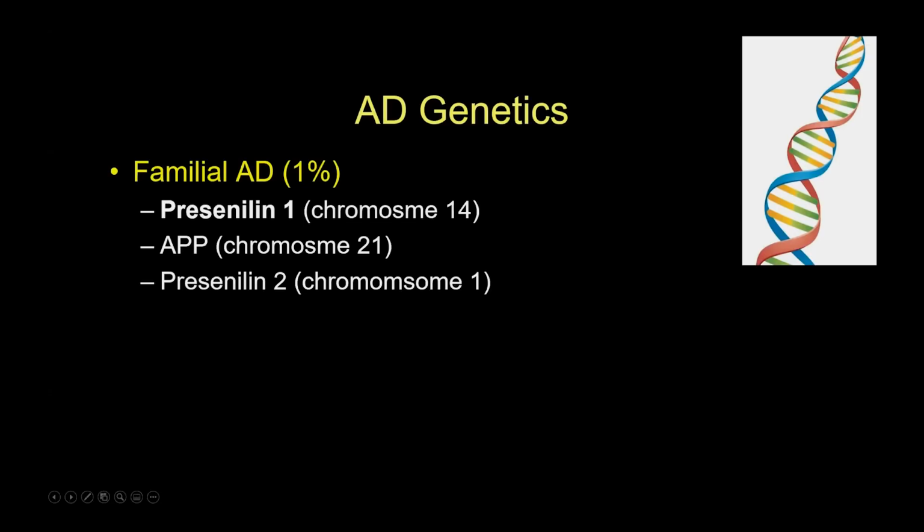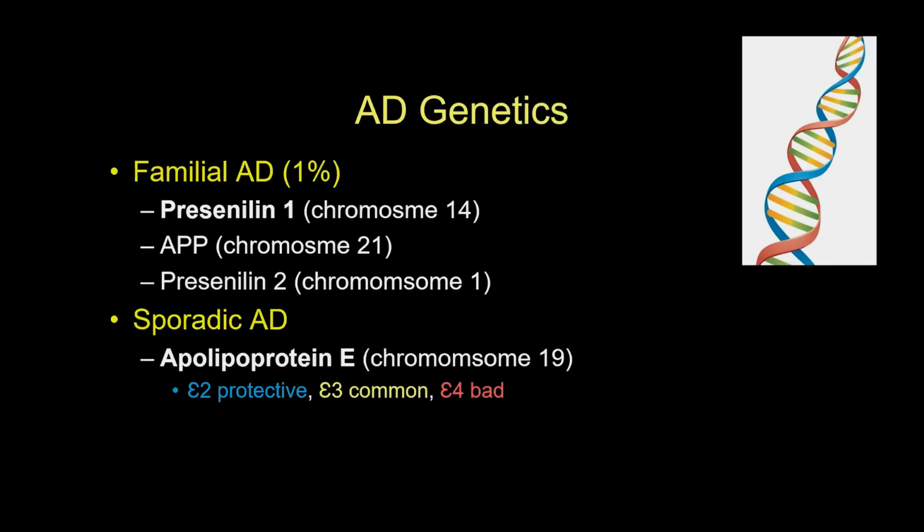There are 2 other genes, a gene called the amyloid precursor protein, or APP, on chromosome 21, and a gene called presenilin 2, which is on chromosome 1. And I'll show you in a couple of slides what these gene products do and why they might lead to the disease in individuals who are affected by mutations.